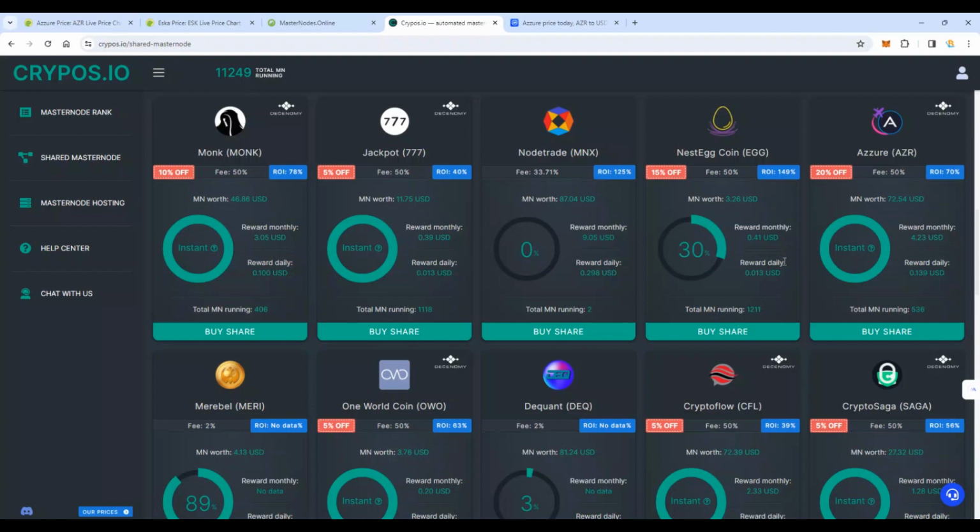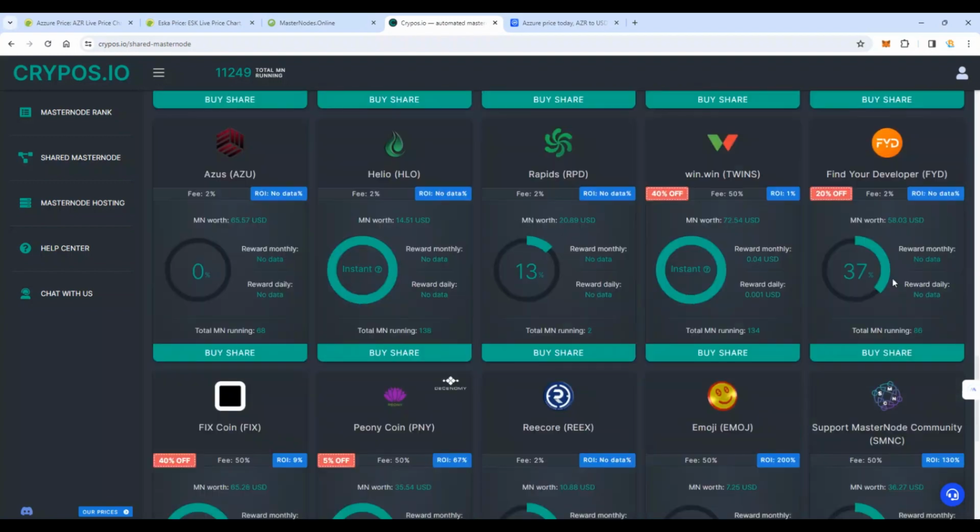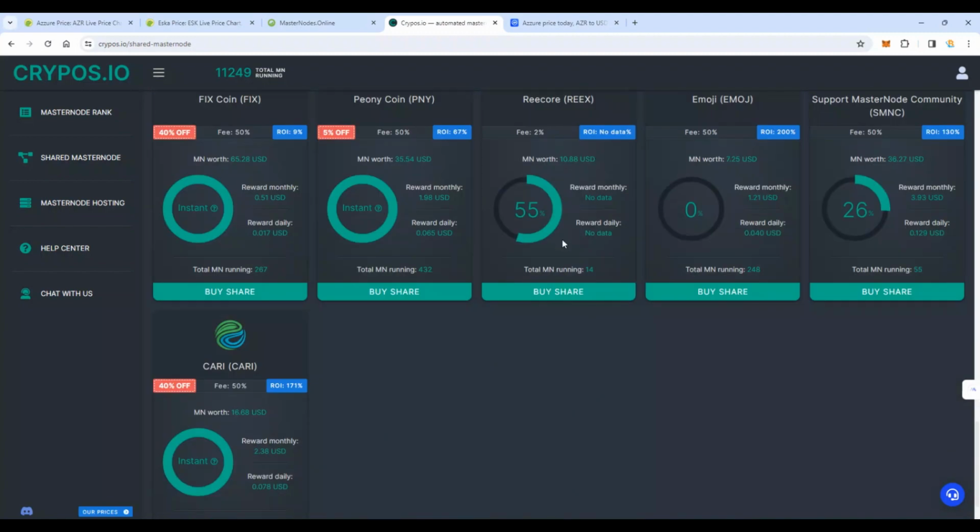Now, something that you need to consider is the fees. You can see these guys are charging 50% fees on the earnings that you make. So if they tell you that you're making a 65% ROI, you're basically making like 32, because there is a 50% fee that they're charging on your earnings. Projects like this one are charging only 2%, but there's no ROI data. So you also need to take that into consideration.